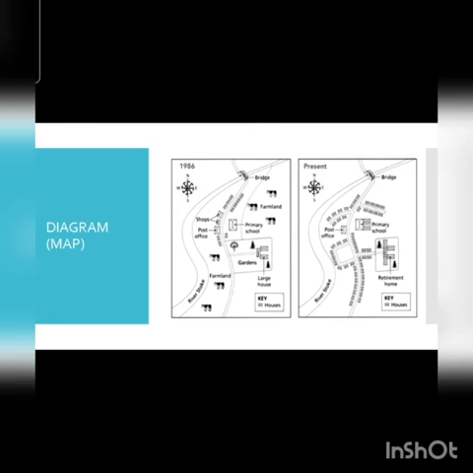Following this, our next type is map. In map, there will be two or more diagrams about the same place, but it may be in two or three different timelines. It may be past, present or future. For instance, in 1986, there was a farmland area, but now it is completely vanished and replaced by residential houses.